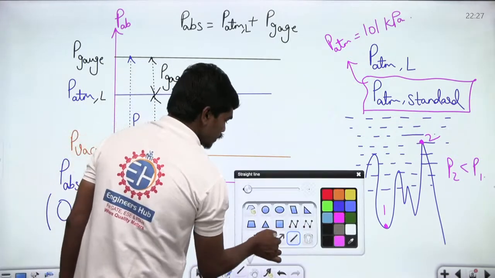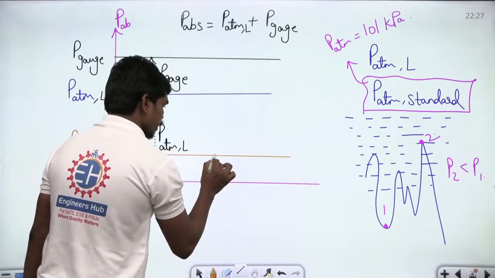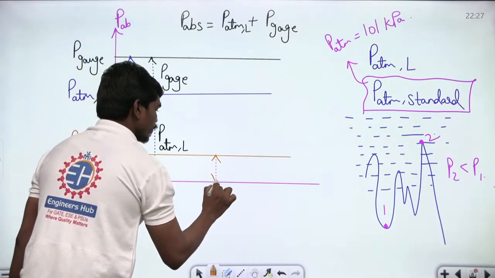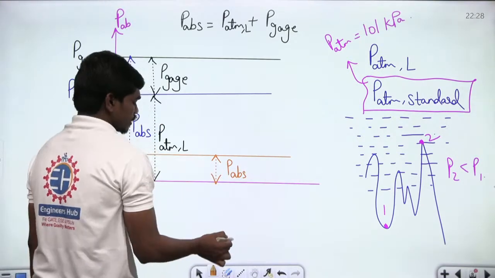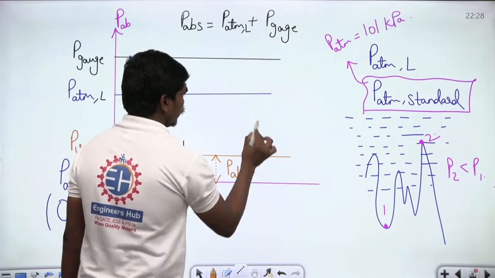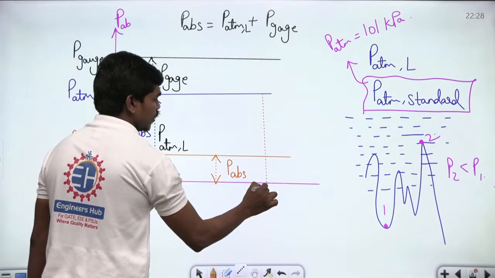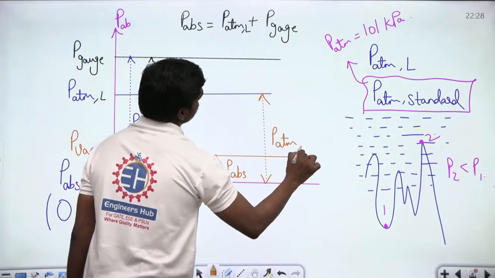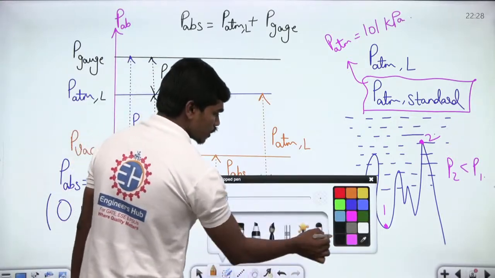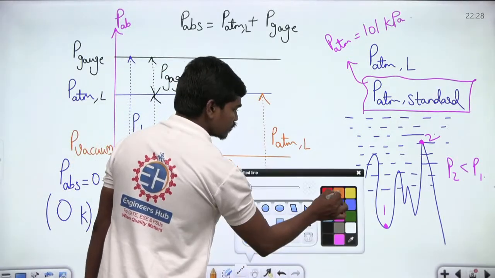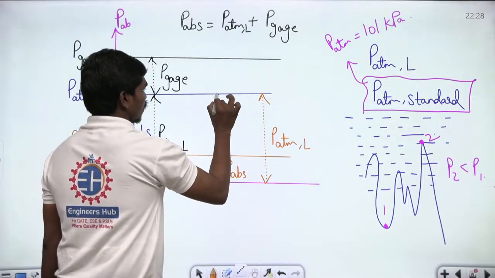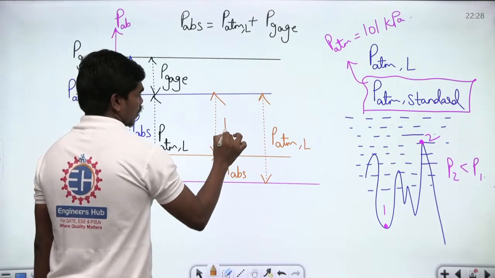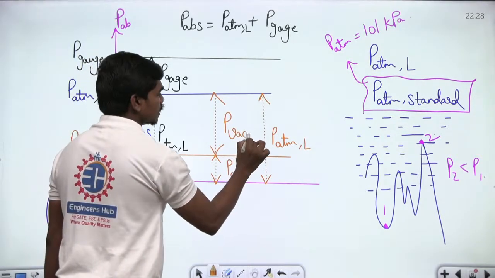So see carefully. If this is your P absolute in this case, and this is again P atmospheric local, so if this is P atmospheric at the local conditions, then this difference which is here is the P vacuum pressure, meaning this is the reading of your gauge.